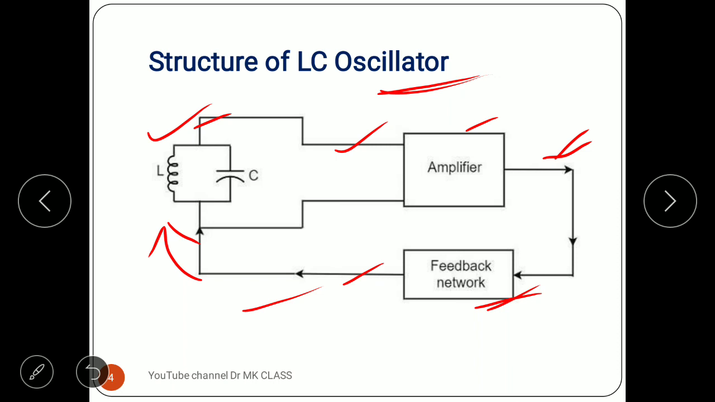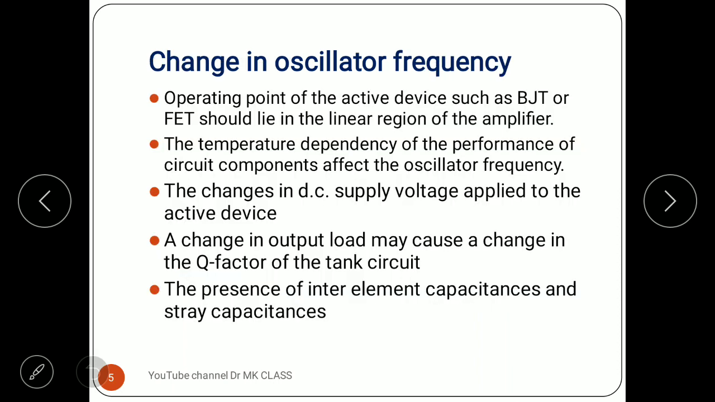For the practical part, we have to search for the pole and zero diagram wherever possible, and put the poles on the j omega axis. Next, the factors that change the oscillator frequency. The operating point of active devices such as BJT and FET should lie in the linear region for oscillations in the amplifier. That is one condition.